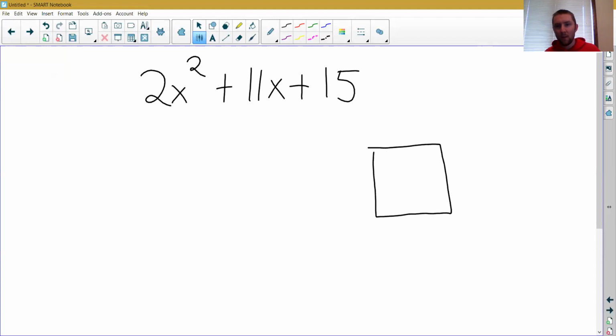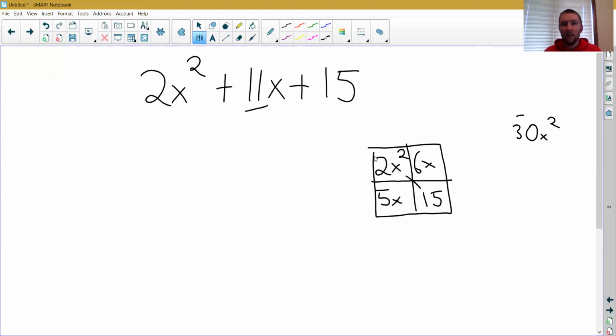And just a reminder on the window method, we did this sort of in 2 separate lessons. One was where we filled up our window. So we put these numbers here first. We multiplied them together. 2 times 15 is 30. And then we figured out what 2 numbers multiply to make 30 and add together to make 11. That would be 6 and 5. Okay, 6x and 5x. And then in our next video, we talked about how do we turn this window into our 2 factors, okay, our 2 binomials.